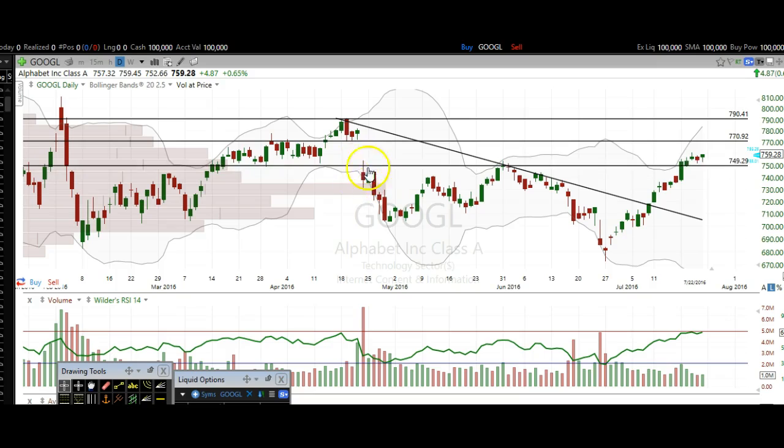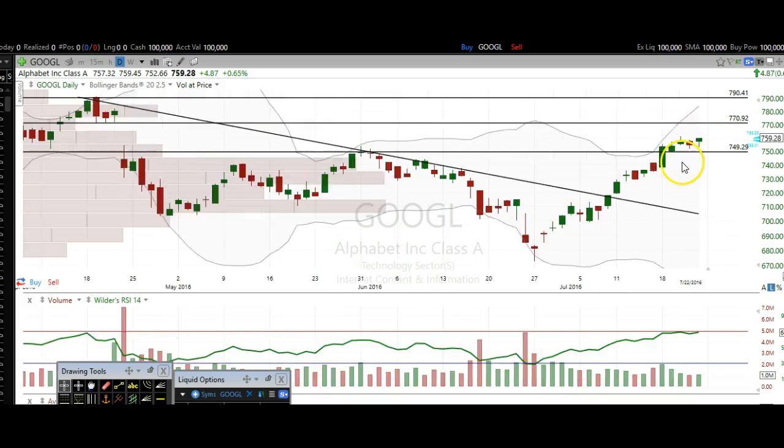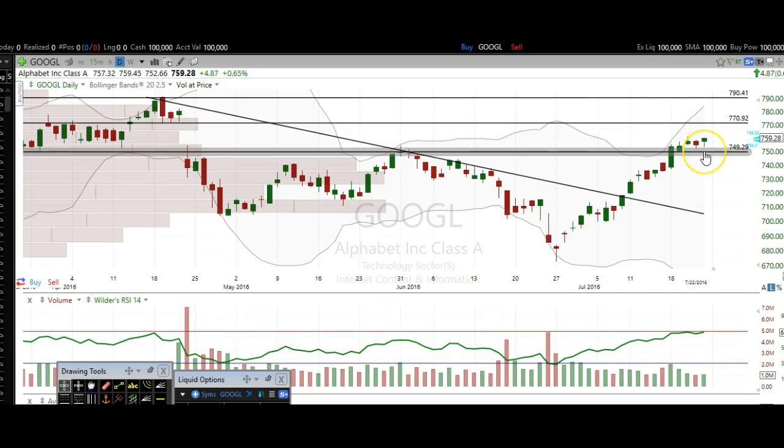You can see that we gapped down right here, and that was resistance from these few candles right here. And then you can see we came back up and got rejected around that level again. And then we came back up here, and now we broke over that resistance, and now it's support. So now it's support, and we've already got one touch, almost a couple touches right there. So about 749, 748, 750, that's going to be the support level.